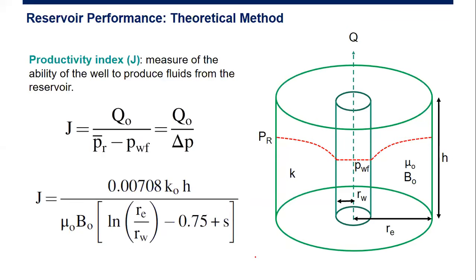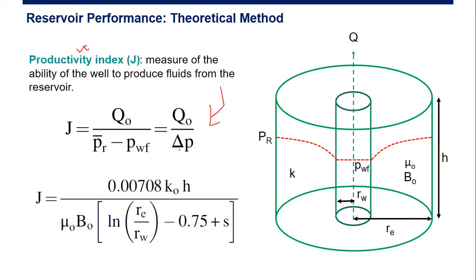And reservoir performance can be described by one parameter called productivity index. It's a very important parameter, productivity index or J. And we can calculate productivity index by using this simple formula: flow rate divided by pressure difference or pressure drop.